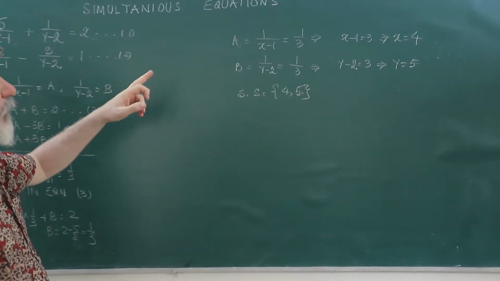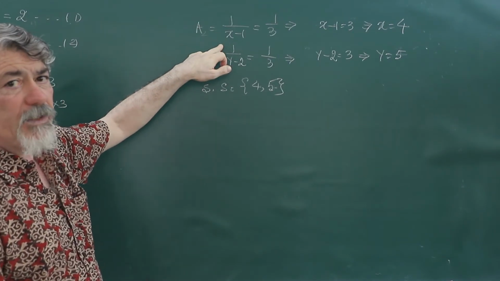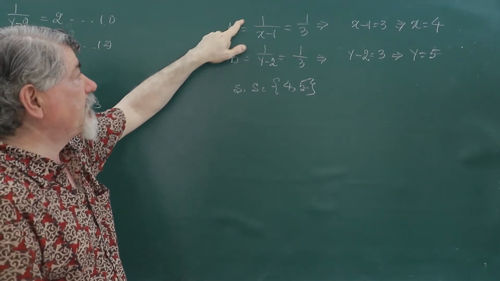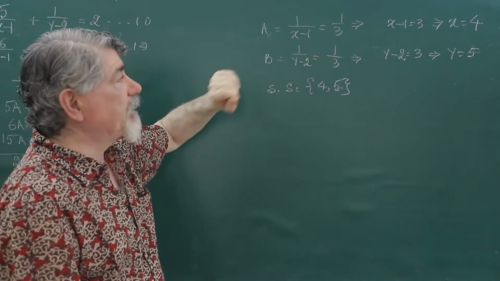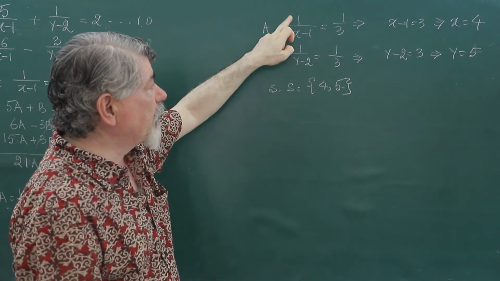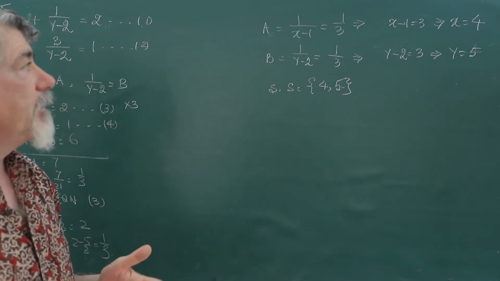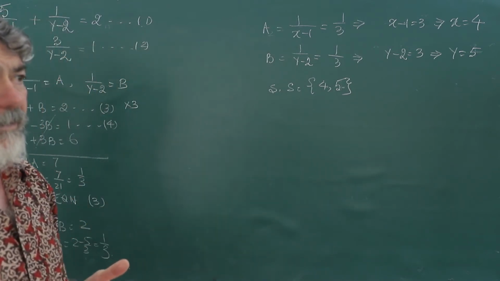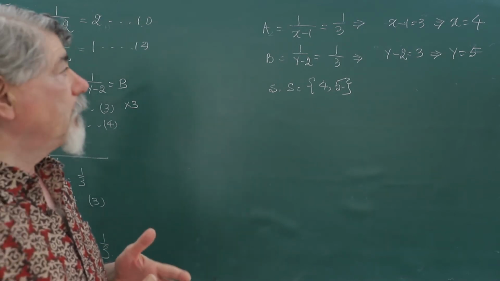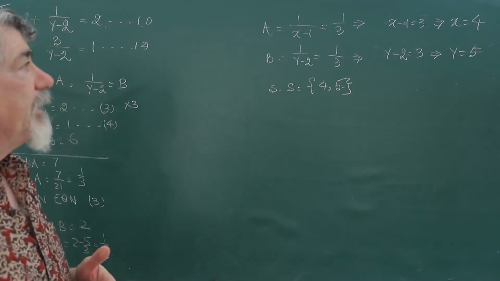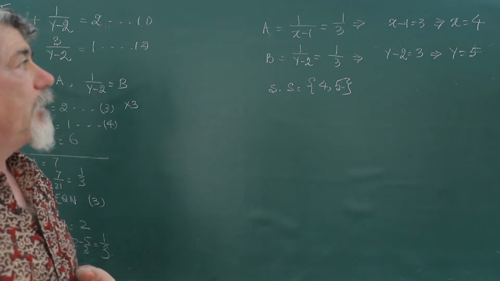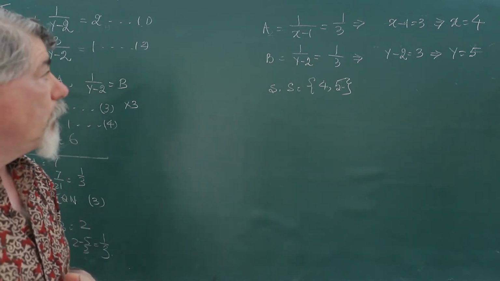Now see, a was 1 upon x minus 1. A was substituted in place of 1 upon x minus 1. So a is equal to 1 upon x minus 1 is equal to 1 upon 3. And we reverse the fraction. We get x minus 1 is equal to 3. Or from this we get x is equal to 4.